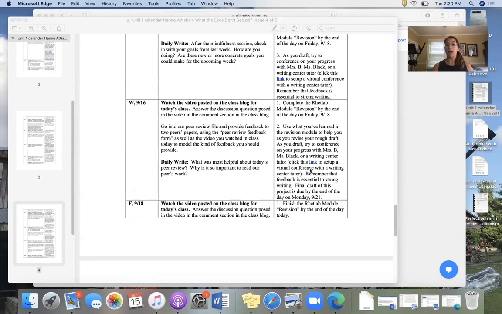The other thing is the Writing Center link. If you want to set up an appointment with the Writing Center, they are free. You can set up the appointment. You can do it via Zoom. So you can consider doing that as well.